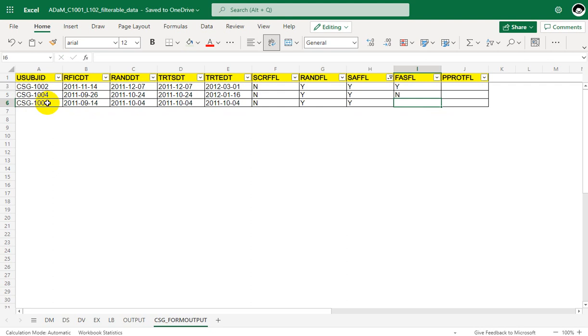Let us take a look at subject 1005 in LB dataset and see if there is a collection after 4th October 2011.